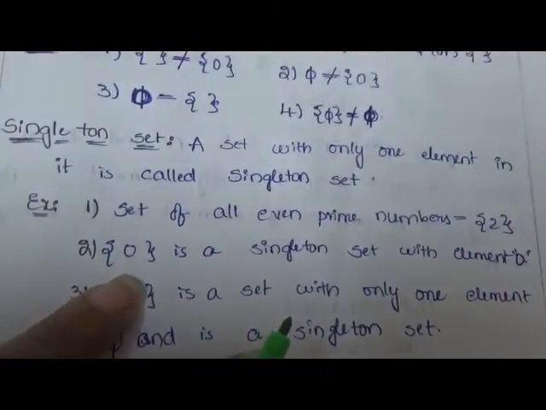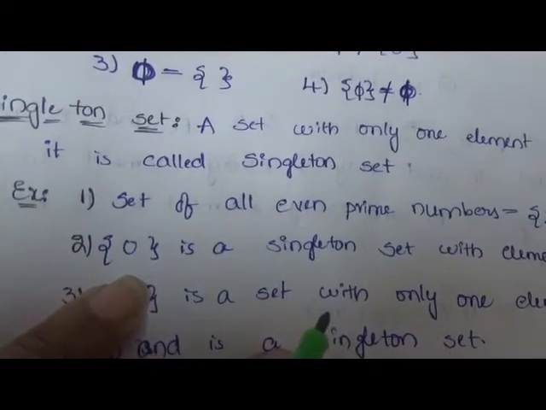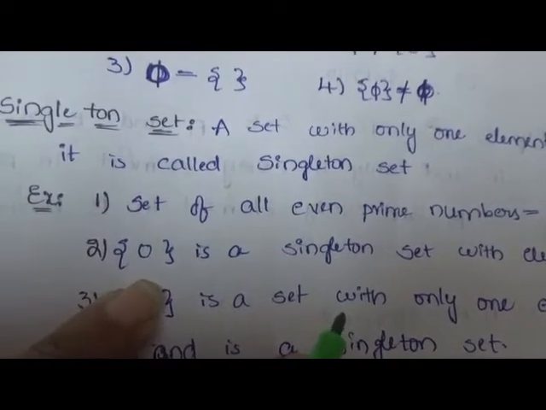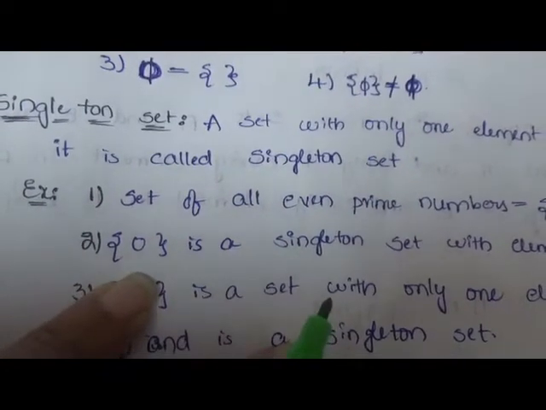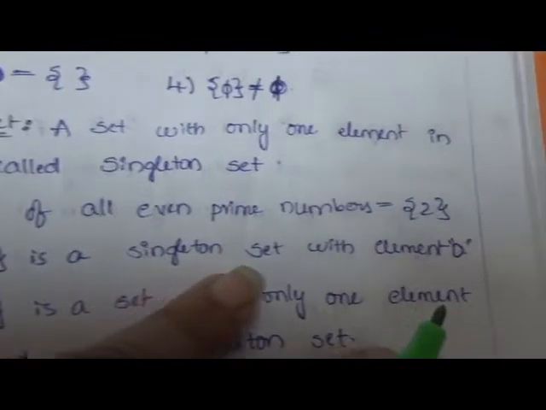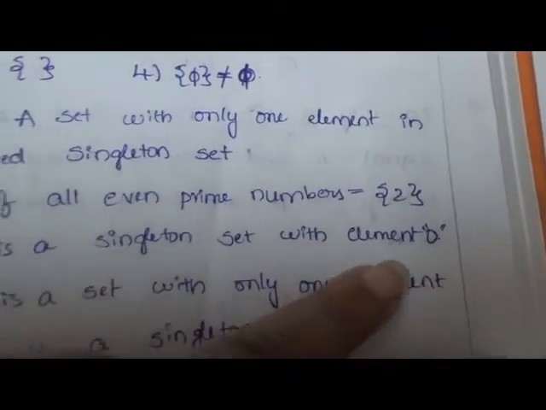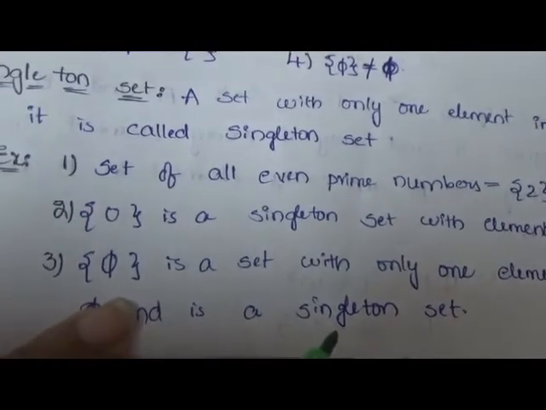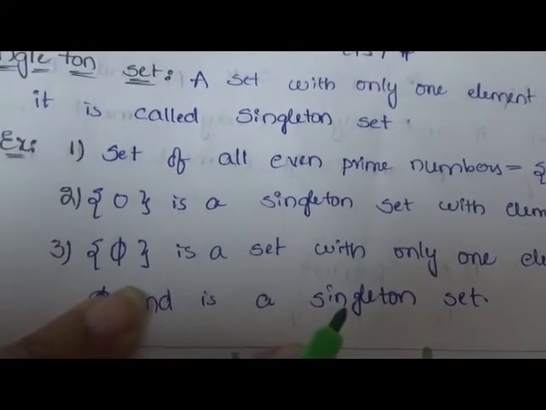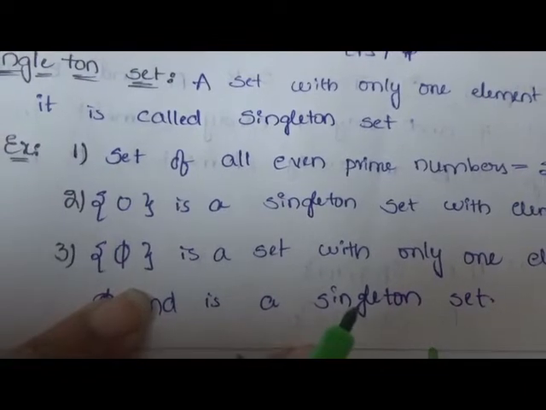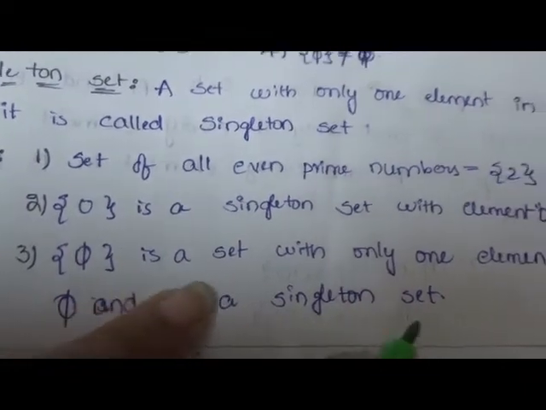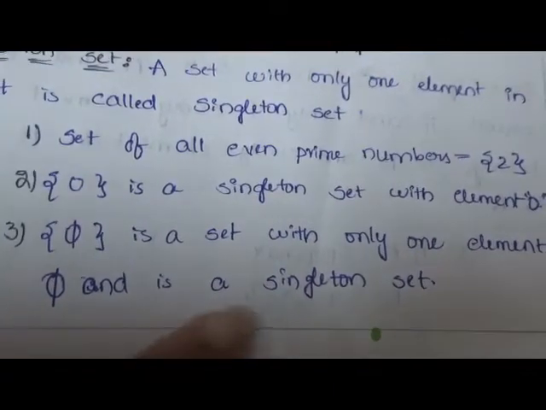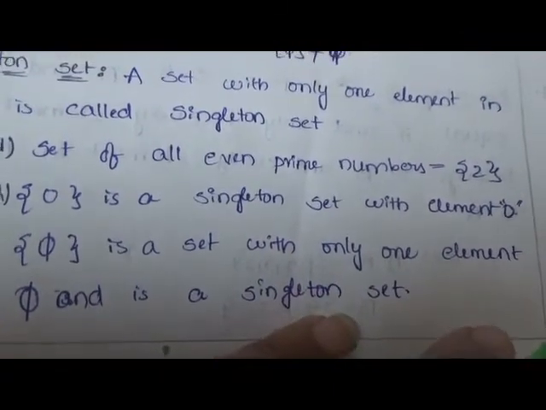Next, in the second example, look here. In the curly brackets, 0 is there. How many elements are in the curly brackets? Only one, that is 0. Here is an example of a singleton set with element 0. In the third example, in the curly brackets there is an element, that is 5. It is a set with only one element, that is 5, and is called a singleton set.